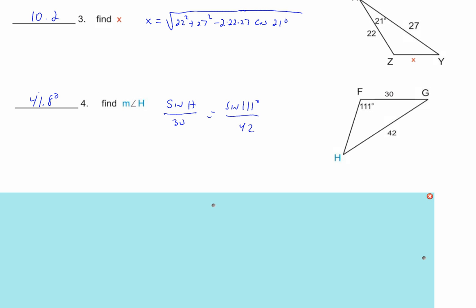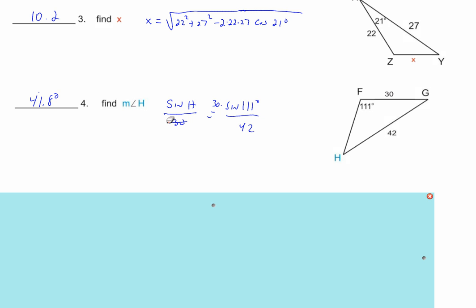Move the 30 to the other side. Just don't forget this 30 is times the sine of 111. Don't do 111 times 30 and then take the sine. You're going to be in trouble. So it's 30 times the sine of 111 divided by 42, and you should have gotten 41.8 degrees. How many got that one correct? Okay.